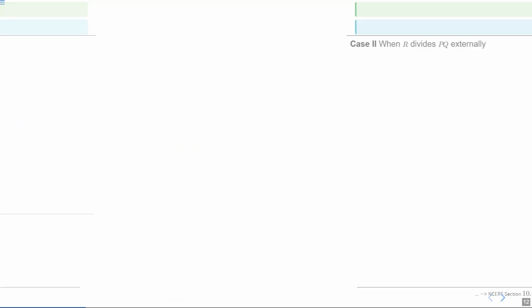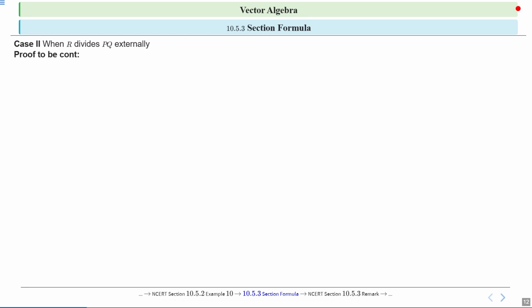So case 2, when R divides PQ externally. Now we know that n times PR vector is equal to m times QR vector, and PR vector is equal to r vector minus a vector, and QR vector is equal to r vector minus b vector. Therefore, n times (r vector minus a vector) will be equal to m times (r vector minus b vector). Therefore, n times r vector minus n times a vector will be equal to m times r vector minus m times b vector.